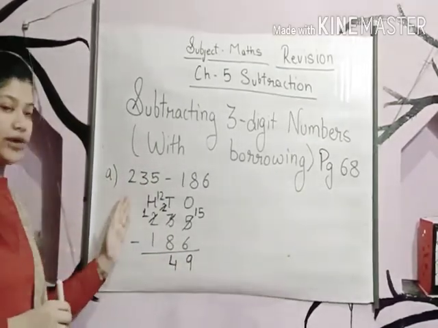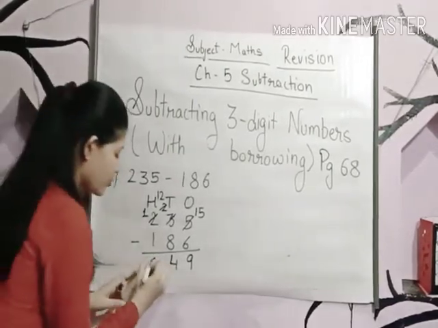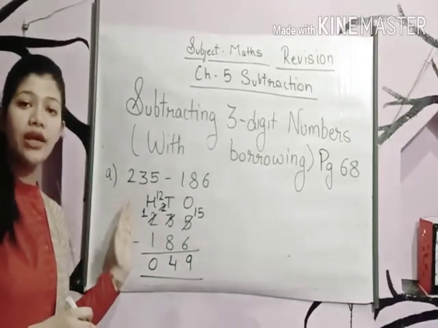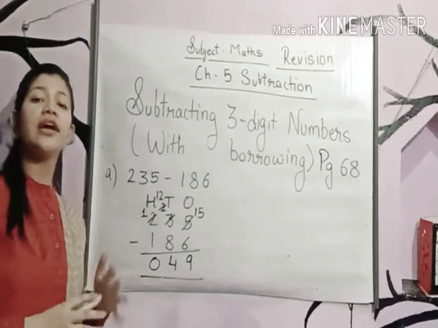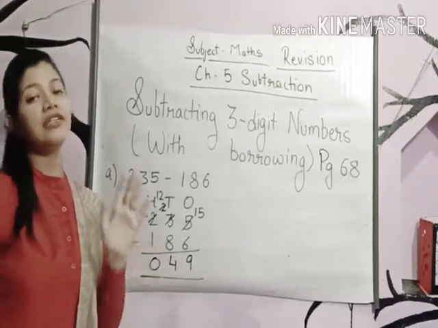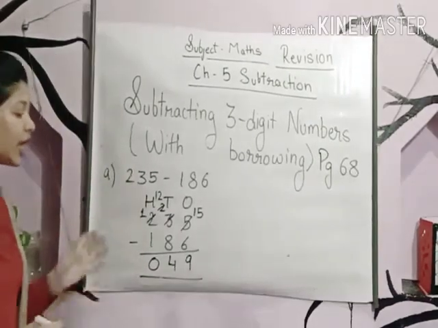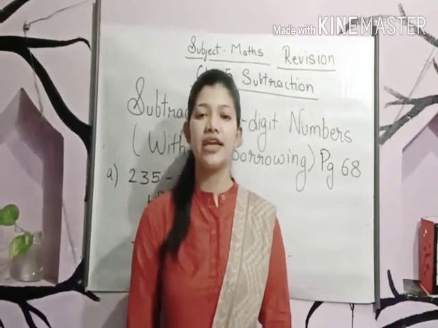Now let's come to the hundreds column. 1 minus 1 is equal to 0. Now students, can you see which property we are following here? The second one, that whenever we subtract a number from itself, the answer will be 0. Yes. Okay.